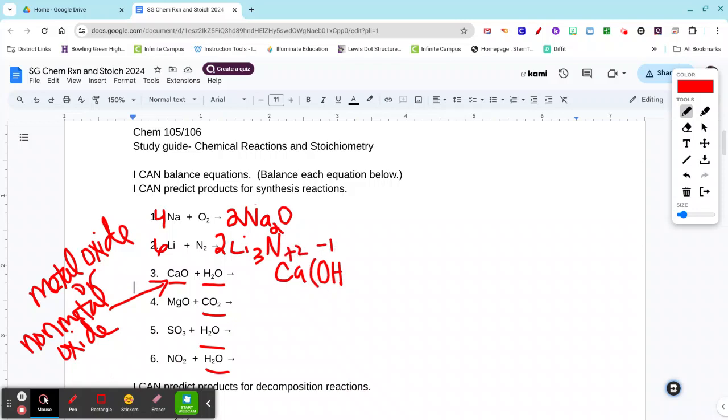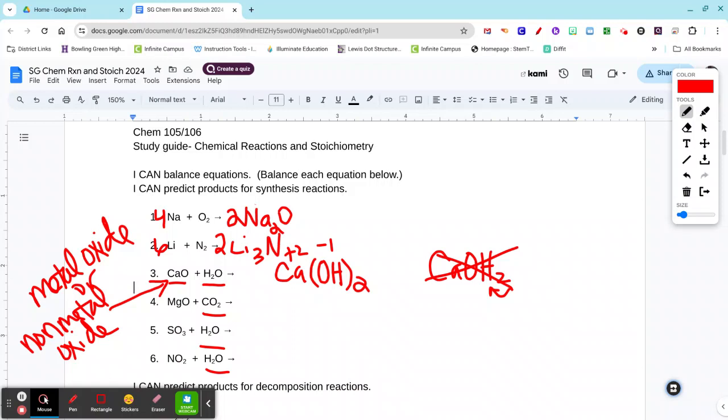I cross my charges, so that has to be a 2. It is important that you put this whole thing in parentheses because CaOH2, like this, only implies that you have 2 hydrogens, not 2 oxygens, which is not correct. You have 2 of both. And then when you go to balance the equation, you'll see that that actually is a really good thing because now you're already balanced. In the next case, you have magnesium oxide or your metal oxide plus carbon dioxide.